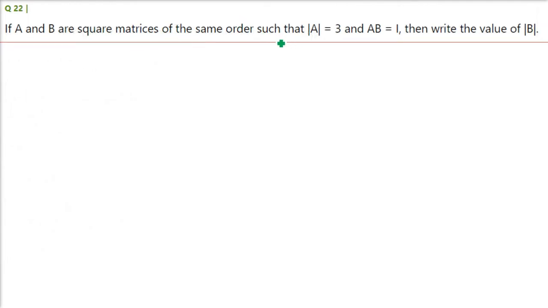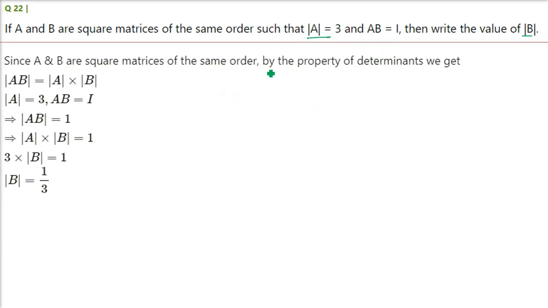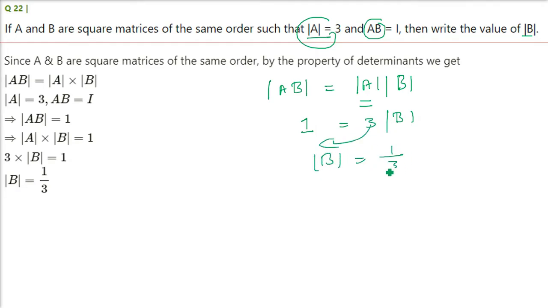If A and B are square matrices of the same order such that the determinant of A is 3 and AB equals I, then write the value of determinant B. Okay, so we'll apply the same property since the square matrices are of the same order. There is a property of determinant, that is, determinant of AB will be determinant A multiplied by determinant B. And since determinant of A is already given as 3, and A and B multiplied is I, just write I here. We have already seen just now that the determinant of identity is 1. So 1 equals 3 times determinant B. You can take 3 to the left hand side. It is 1 by 3.